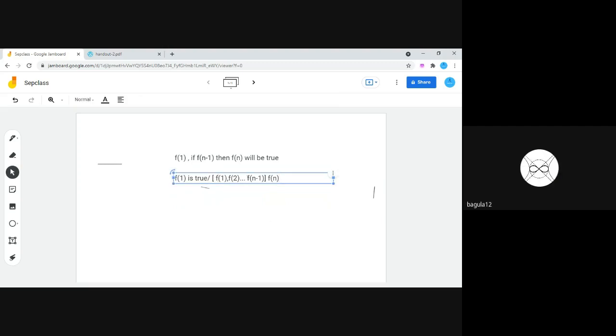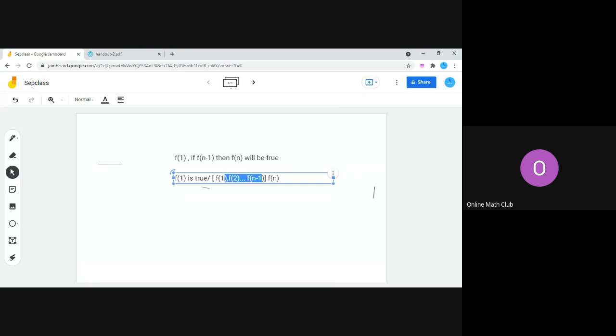So what I'm saying is that in the case of strong induction, to prove the truth of f of n, you need to use the truth of not only f of n minus one but something before. Say you want to prove f of n, and it's a statement such that you need the truth of everything before.